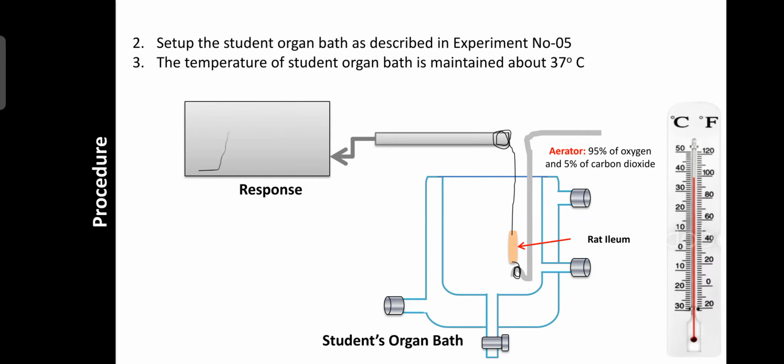Set up the student organ bath as described in experiment number 5. The temperature of the organ bath is maintained at about 37 degrees centigrade with the help of a heater and thermostat.